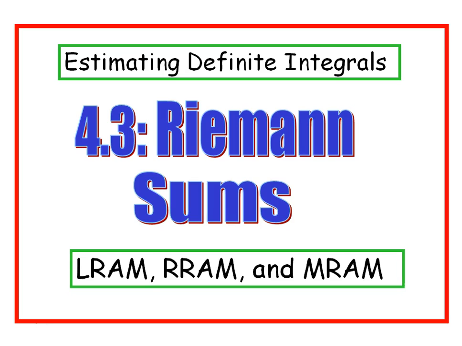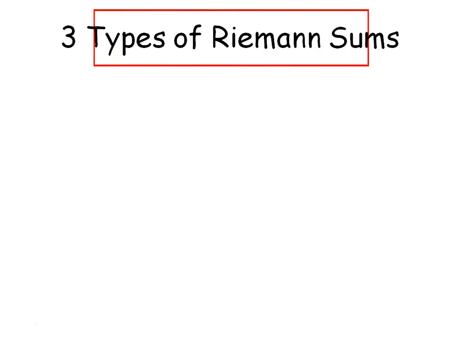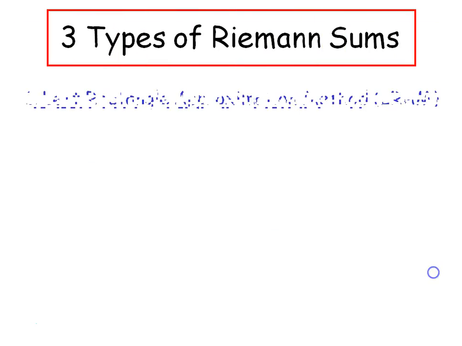In a later video we're going to look at a technique using trapezoids to estimate the area between the curve and the x-axis. Today we're going to look at using Riemann sums. Riemann sums involve using a series of rectangles to estimate the area between the curve and the x-axis. We're going to use what's called an LRAM, an RRAM, and an MRAM, so three types of Riemann sums.